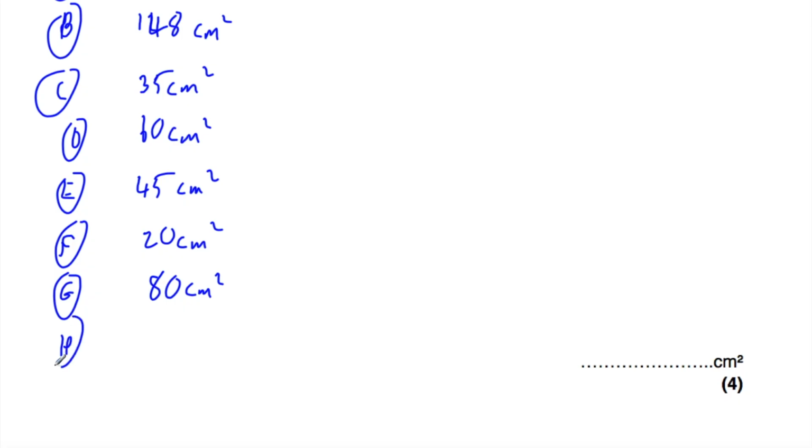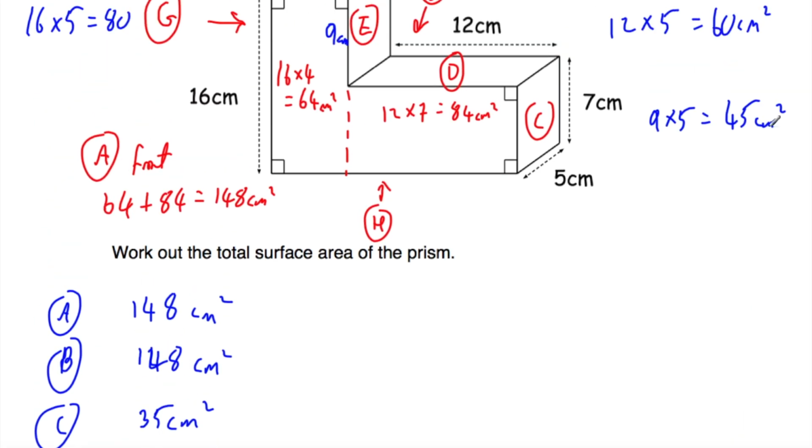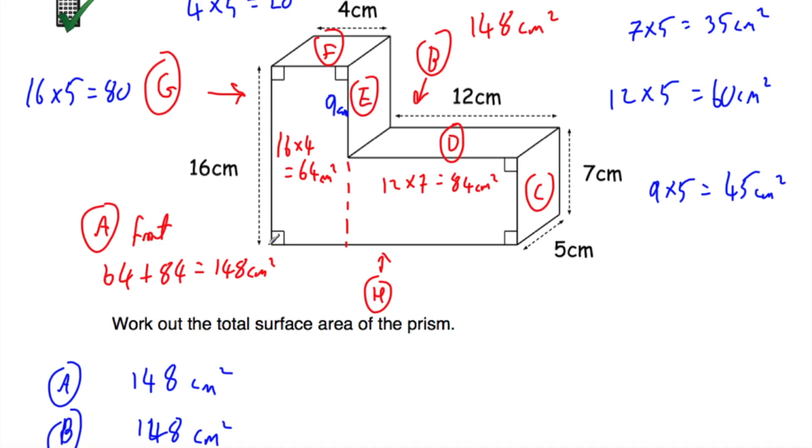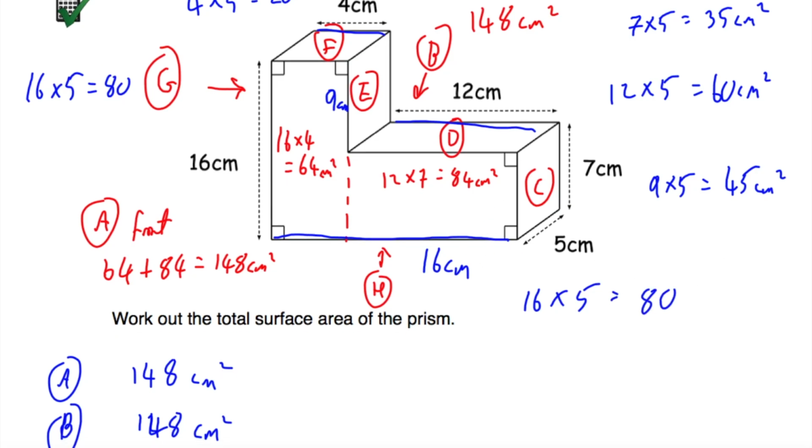And then that means we're left with H. So if we go here to H, the base of the prism, it's got a width of 5. We need to find its length here, the length of the base. To do that, we'll do 4 plus 12, and 4 plus 12 is 16. So that means the length of the base is 16 centimeters. So we're going to do 16 times 5, and 16 times 5, we've done that already, is equal to 80. So the area of the base of this prism is 80 centimeters squared.